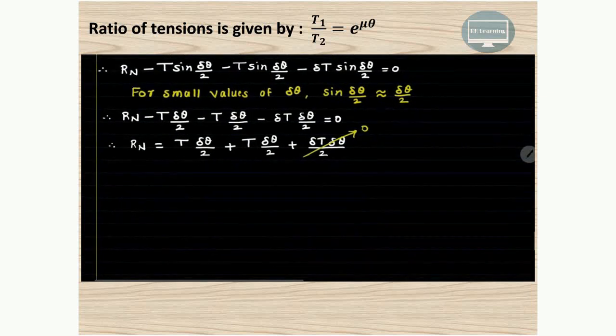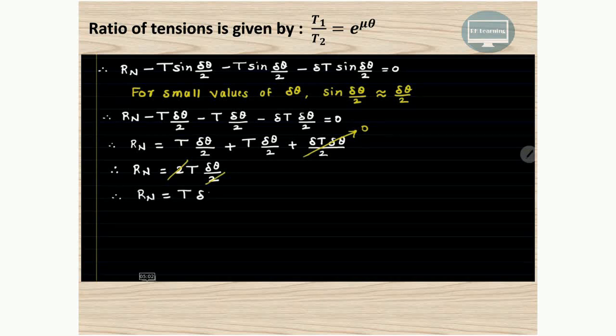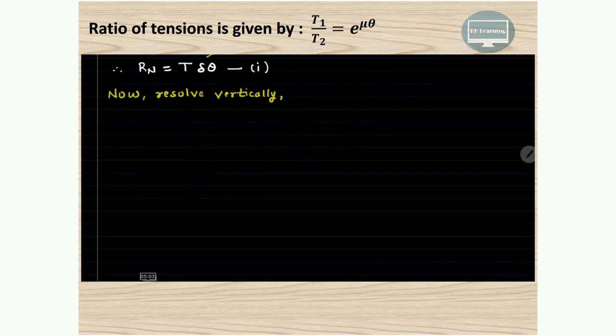Transfer these negative terms to the other side. Now delta T delta theta by 2 is very small, so that is neglected. So it is only T delta theta by 2 plus T delta theta by 2, that is 2T delta theta by 2. So cancel out these two. Therefore normal reaction Rn will be given by T into delta theta. So let us call this equation 1.